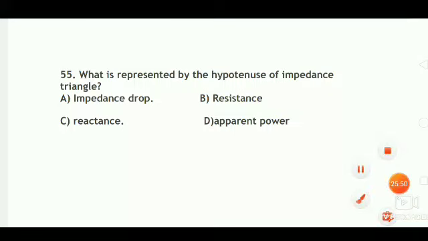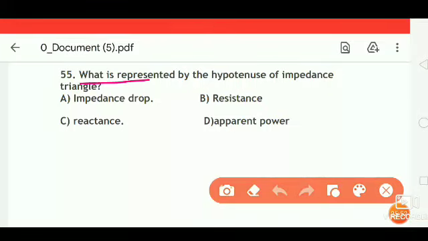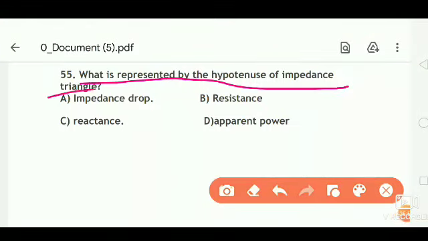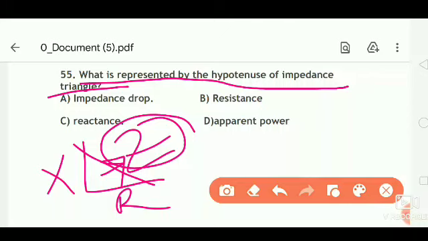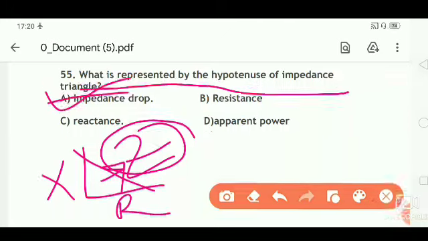So the next question is, what is represented by the hypotenuse of the impedance triangle? Here we get the hypotenuse of the impedance triangle. Here is the resistance, here the reactance, and Z is the impedance. Z is the hypotenuse, so it is the impedance. Option A is the impedance.